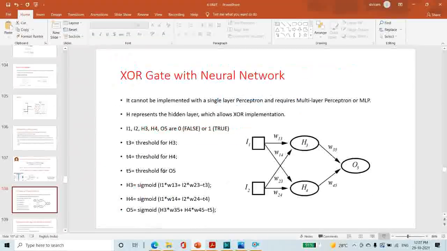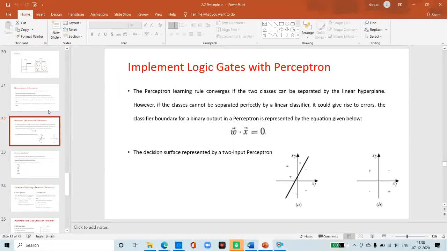So let us discuss here. In the perceptron, we are using some logical gates: OR, XOR, NOT. The perceptron learning rule converges if the two classes can be separated by a linear hyperplane. If the classes cannot be separated perfectly by a linear classifier, it could give rise to errors.